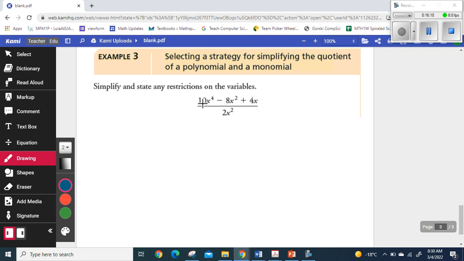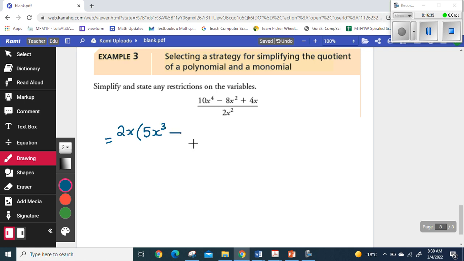4, 8, 10. Oh, they're all even numbers, so 2 will go into all of those. So I'm going to take out a 2. And I've got 4x's, 2x's, and 1x, so 1x can come out. 2 goes into 10 5 times. X squared comes out, so 3 of them are left behind because then they add back up to 4.